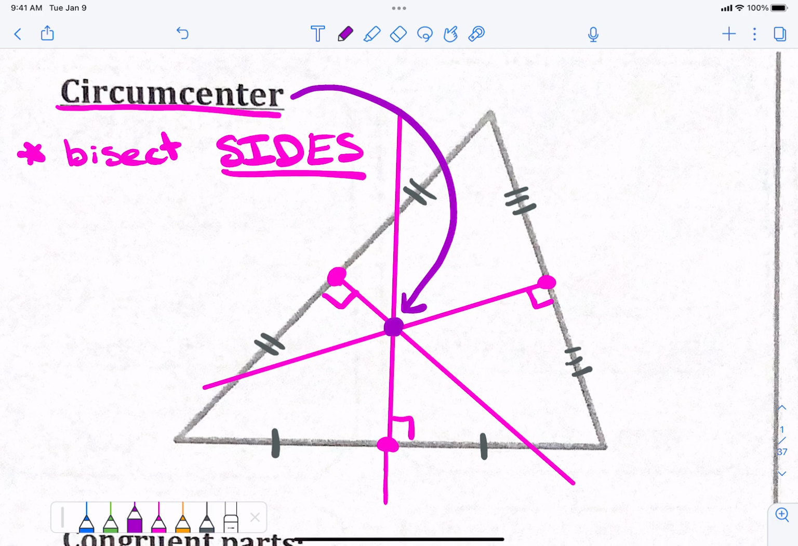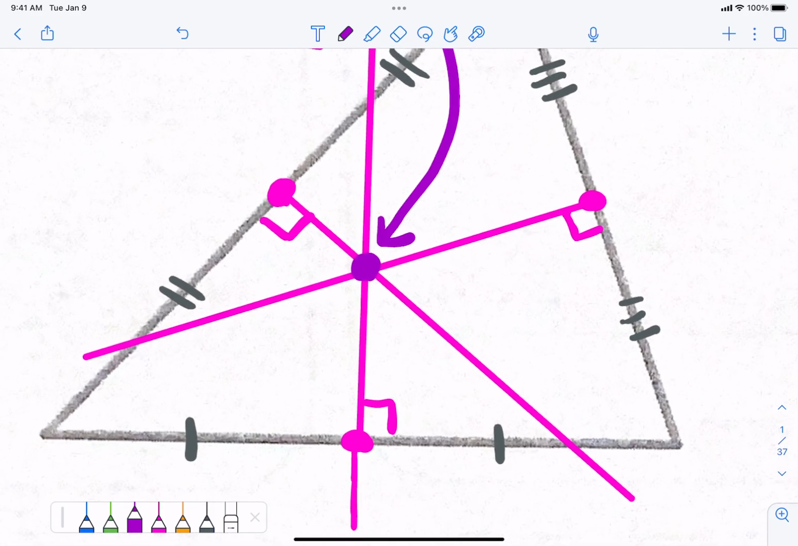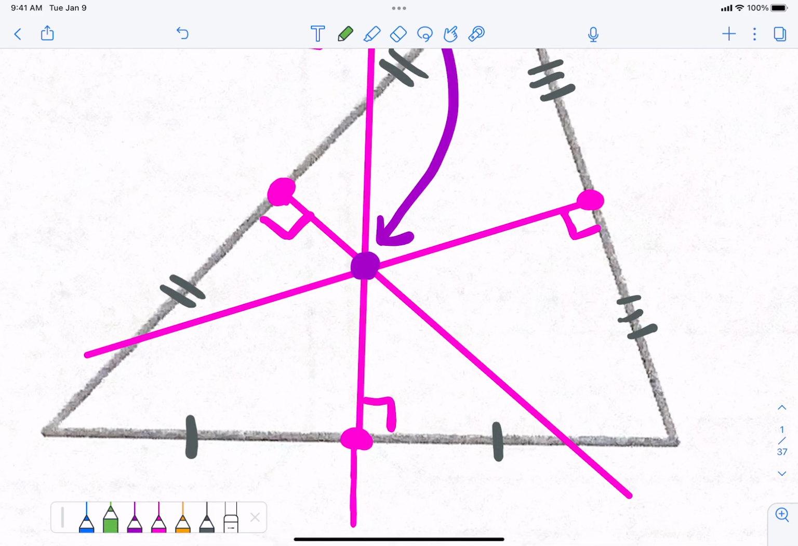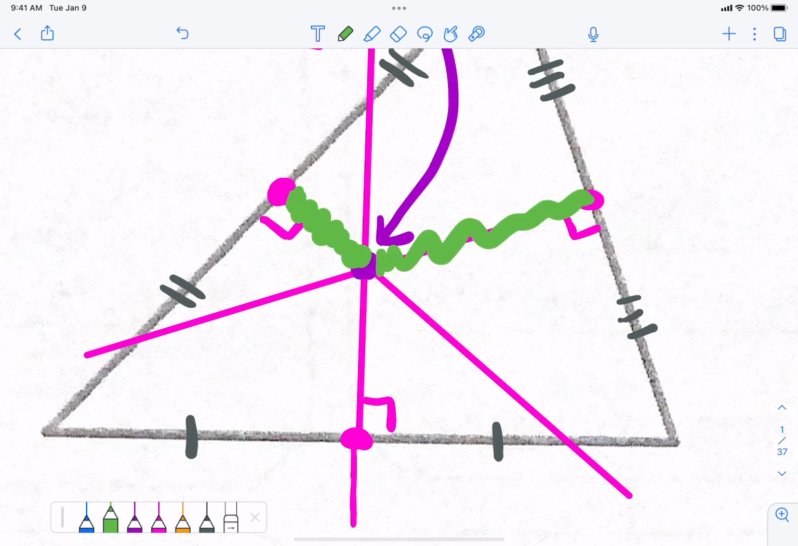That's the circumcenter. Now, the special thing about circumcenter, this is the important part, okay? We bisected the sides, okay? Take note of, look on my diagram, this chunk right here, and this chunk right here, and this chunk right here. Are those all the same distance? Doesn't look like it, right? This looks shorter, right? Okay, but here's what is true about circumcenter.